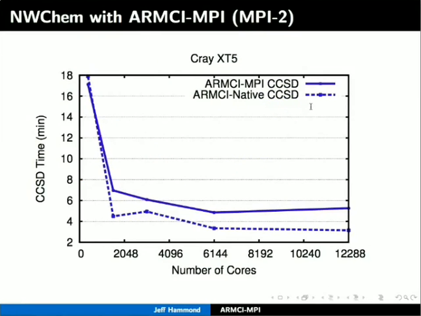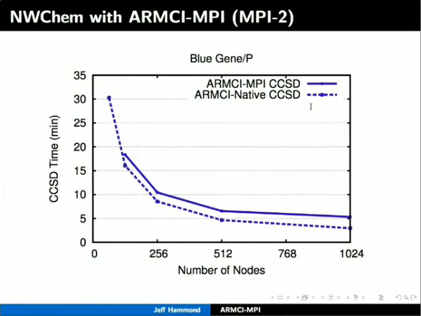This is Cray XT5. This is extremely strong scaling. What you see is the scaling curve is about the same, which is a good thing, but again, the native port wins. This is Blue Gene/P. The gap here is a lot smaller because the native port and MPI were using the same low-level primitives. We were really observing some semantic overhead with MPI.